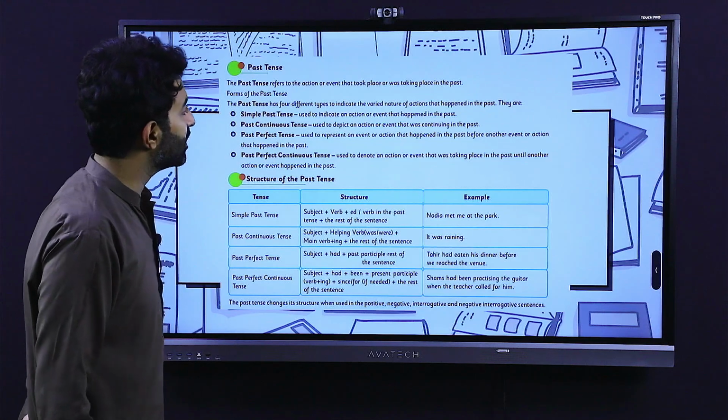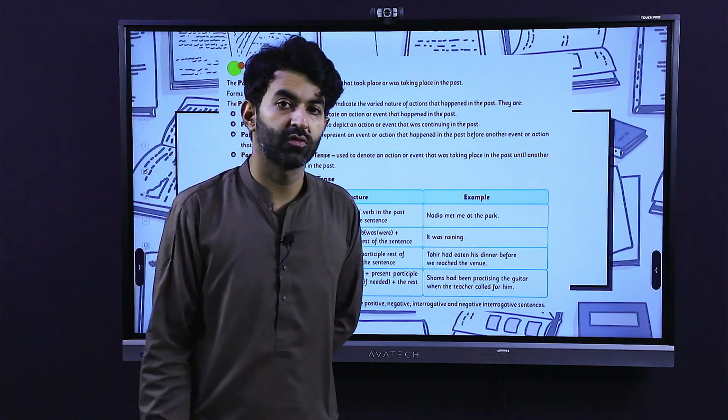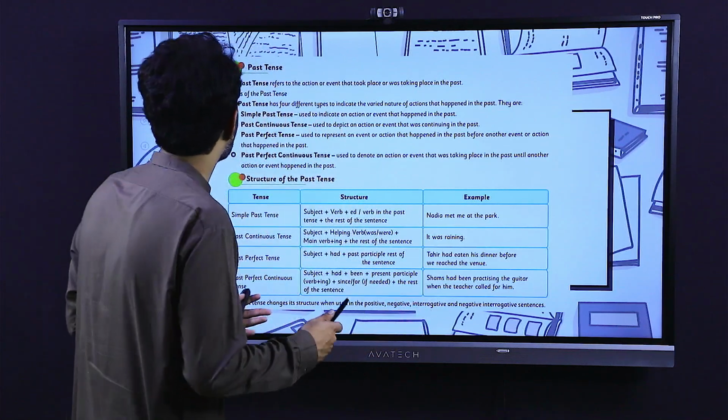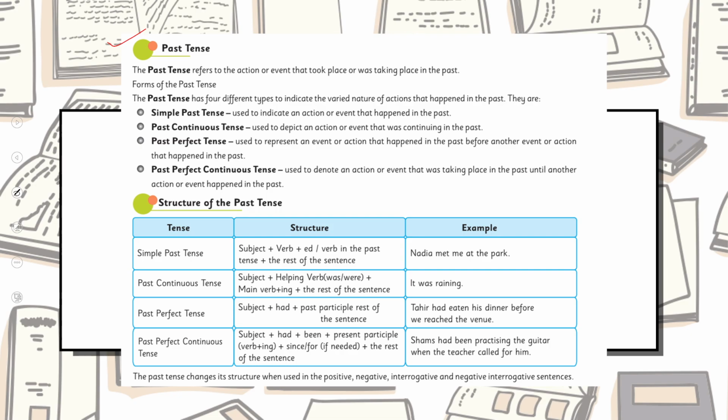Okay, there's an activity after every kind of tense we have, so you need to be very careful in answering and solving them. Now, the past tense refers to the action or event that took place or was taking place in the past. There are two situations: either it took place or it is taking place. All right? Okay.